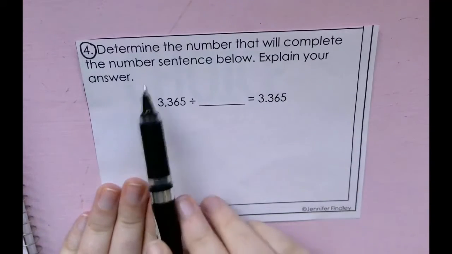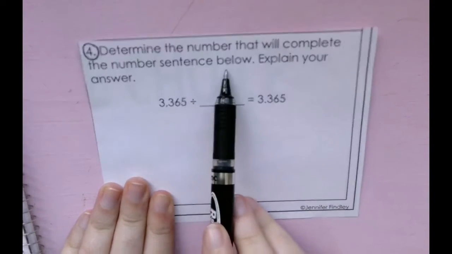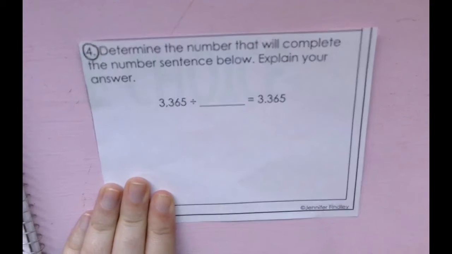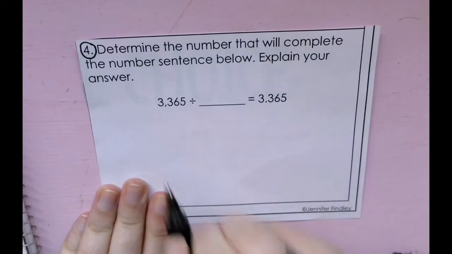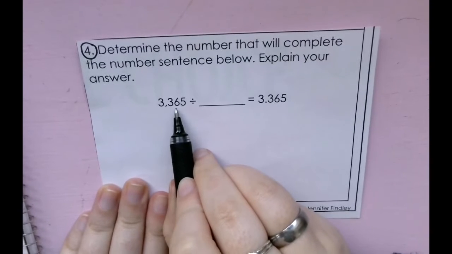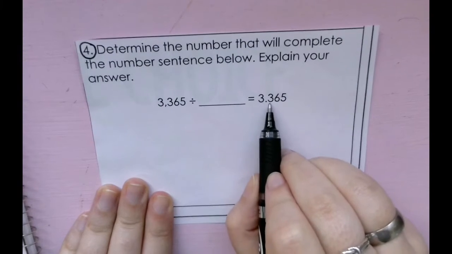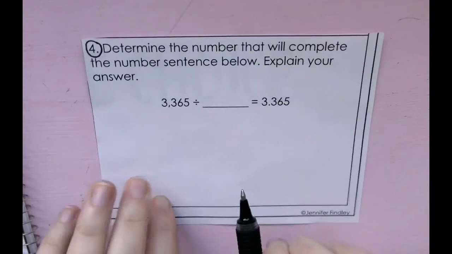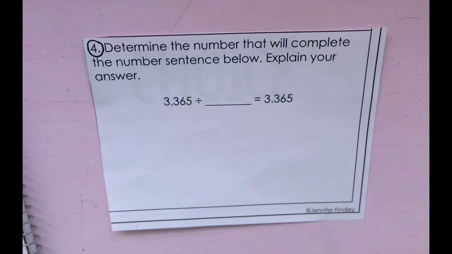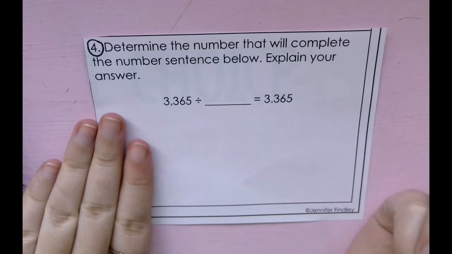Okay, it says determine the number that will complete the number sentence below, then explain your answer. So we're going to do most of this just solving it. So it looks like we have 3,365 divided by something will give us 3 and 365 thousandths. I'm going to encourage you that during these videos, if you want to pause the video and try to solve it on your own, then check. I'm not going to spend time in the video paused so you can do it. So you're going to have to press the pause button on your screen to try it out yourself. I'm just going to show you how to do it.